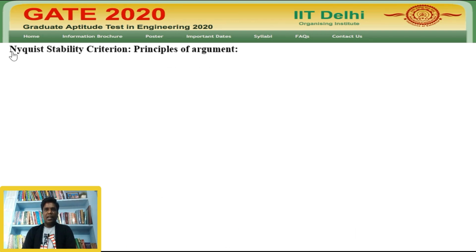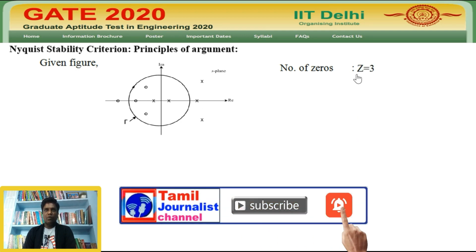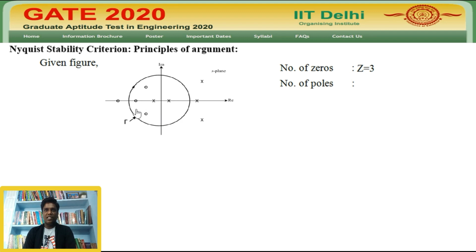By using the Nyquist stability criterion of the principle of the argument on the given figure, the number of zeros inside the closed loop contour is 1, 2, 3. Therefore, 3 zeros inside the closed loop contour, so Z equal to 3. The number of poles inside the closed loop contour is 1, 2. Therefore, 2 poles inside the closed loop contour, so P equal to 2.